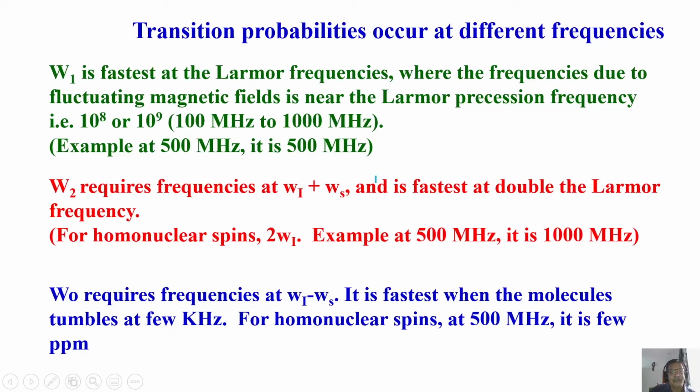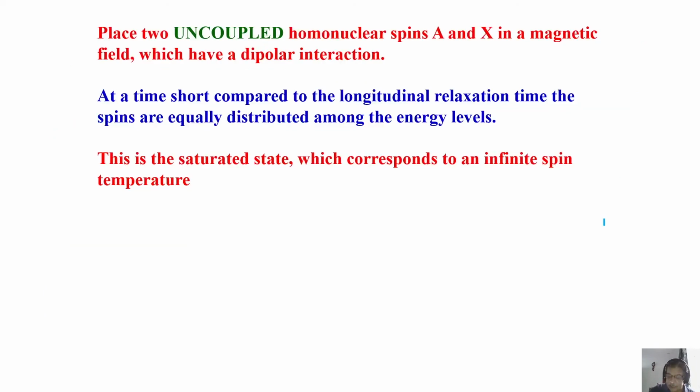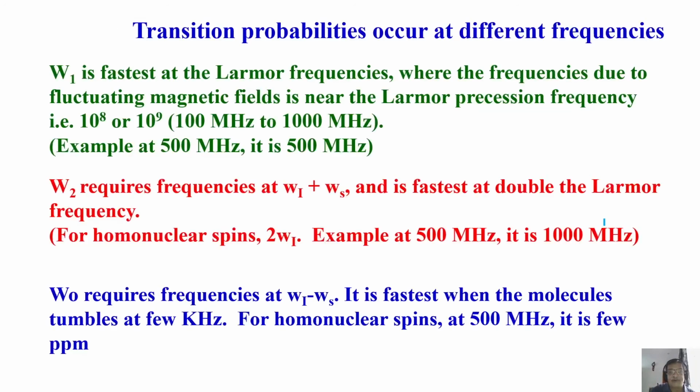For a nuclear spin to undergo relaxation through W2, you need 1000 megahertz. Okay, let us see. 1000 megahertz, why I said that, is because I have taken 500 megahertz as the example.